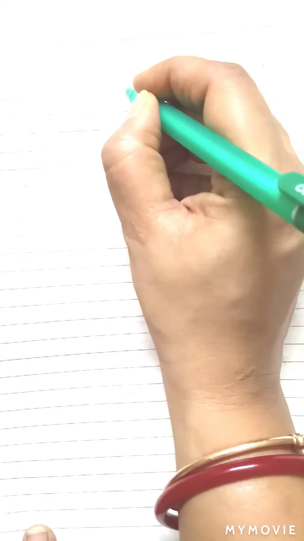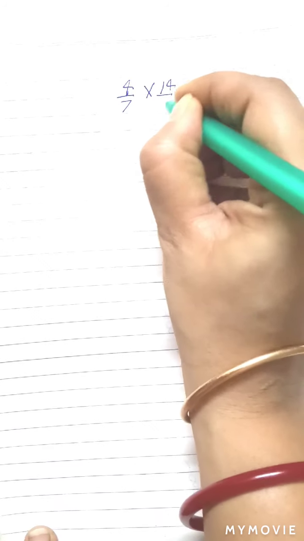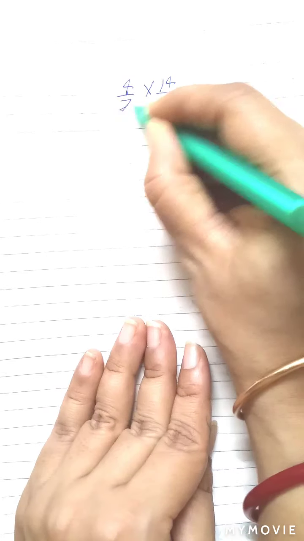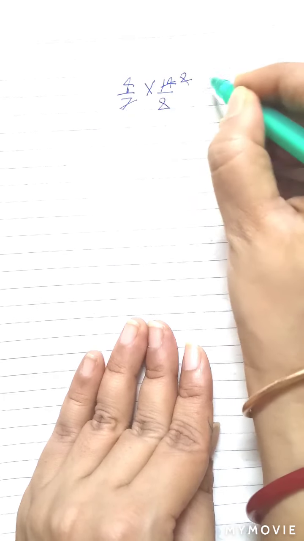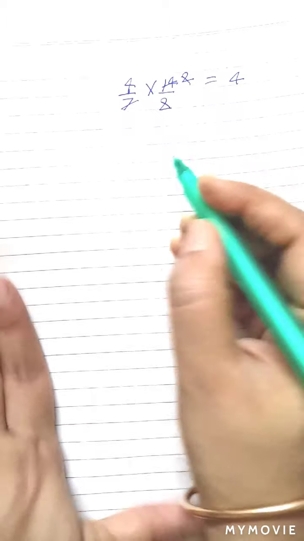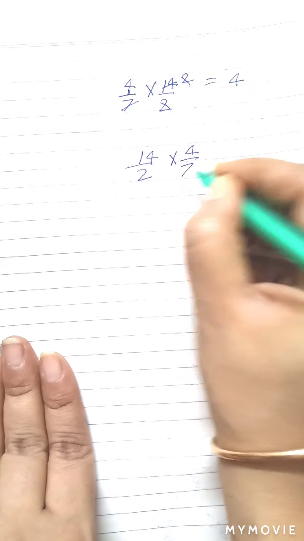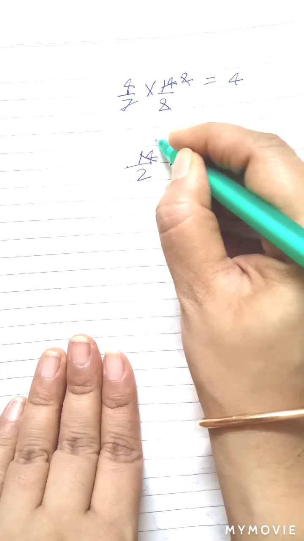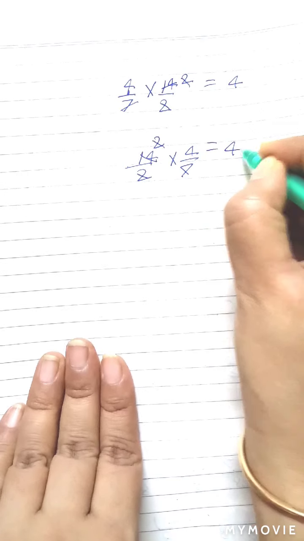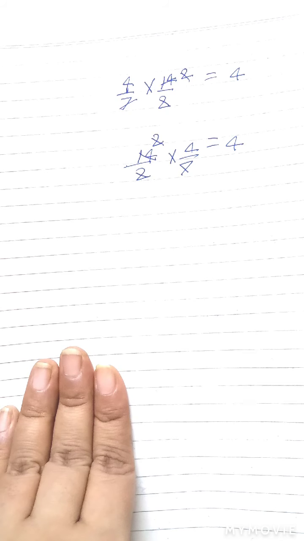Let's see what would happen in case of multiplication. Say we have 4 by 7 into 14 by 2. Here we can cancel them and we have got 4. Now let's change the order of the multiplication. We have 14 by 2 into 4 by 7. The result is again going to be the same. So we concluded that in case of addition and in case of multiplication, the laws of commutativity are obeyed.